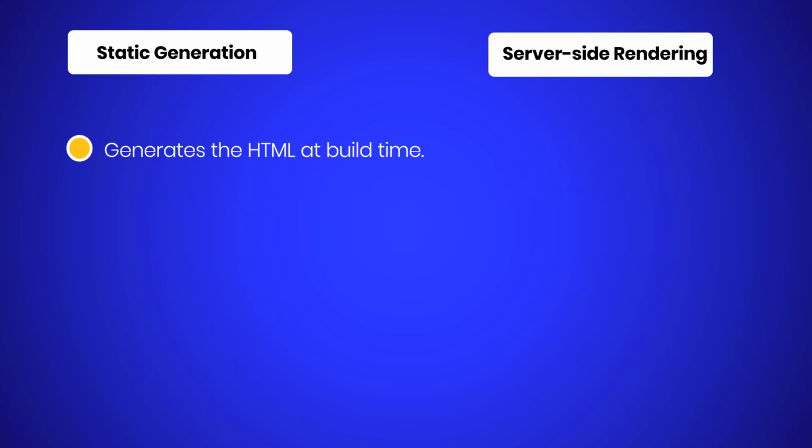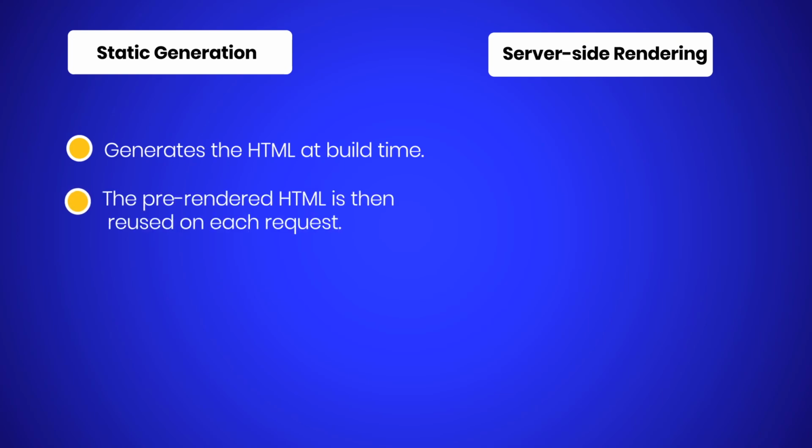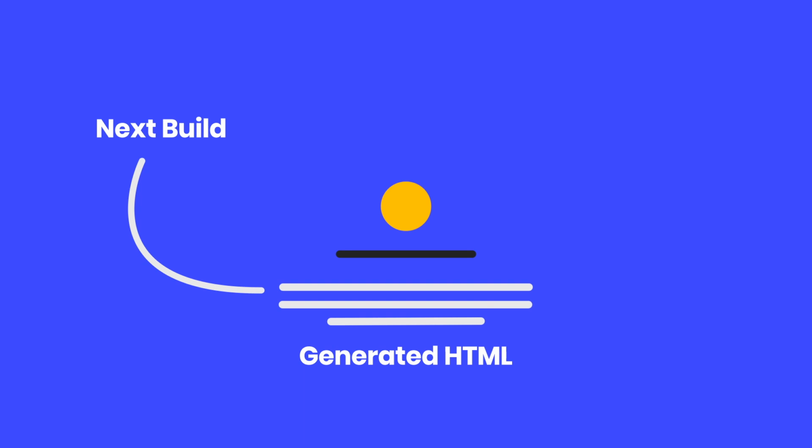Static generation is the pre-rendering method that generates the HTML at build time. The pre-rendered HTML is then reused on each request. So in static generation, you first build the app for production, generate all the HTML, and then reuse it for each request. Once the HTML is rendered, JS will be loaded.